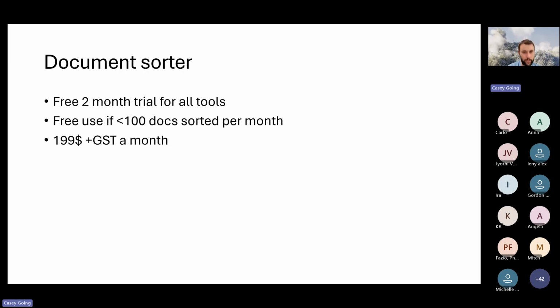Our document sorter is free for 2 months. And if you're sorting less than 100 documents, it's just free forever. Otherwise, $199 plus GST a month, unlimited documentation. So it doesn't matter if you're a huge clinic or a small clinic, it's just the $199 plus GST. But 2 month free trial, so give it a go. If you don't like it, that's no problems. We're not here to sign you up to something that you're never going to use. We want this to be a tool that you'll use, that you'll like, that you'll find helpful, and that will help free up your admin and reception time to do more important things than sorting out documents, talking to your patients, providing really great care, the things that you're good at as well.